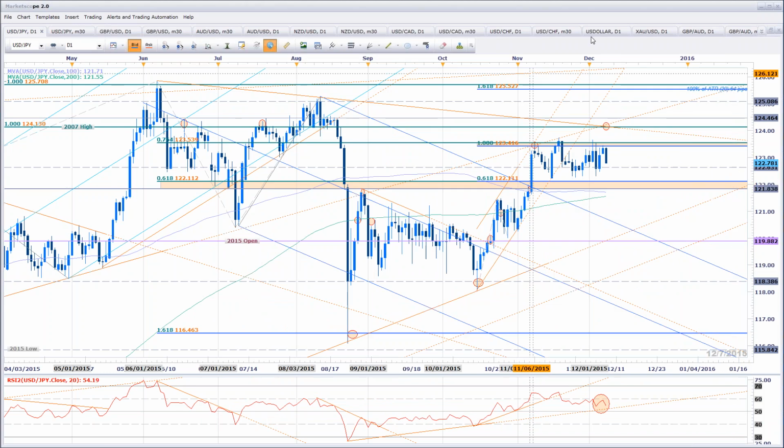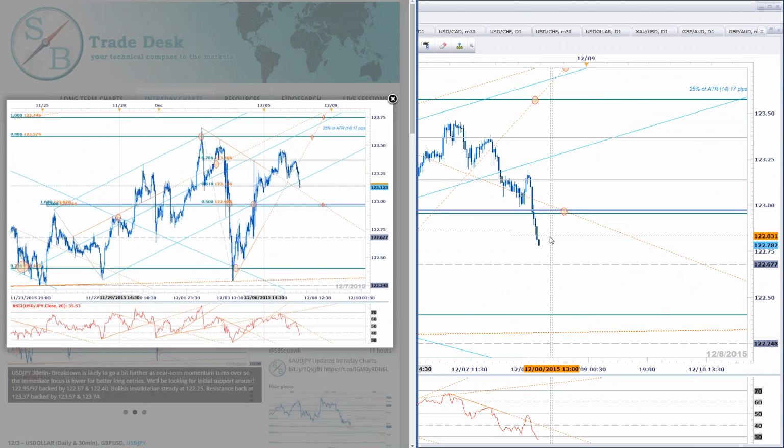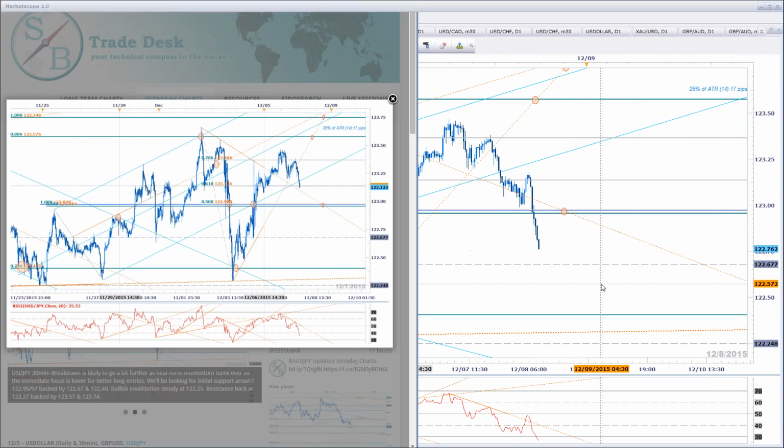I'm looking for dollar yen, 30 minute. Here's what it looks like on the 30 minute. All right. So we said the breakdown is likely to go back a little bit further. Near-term momentum was turning over yesterday. You could see that as that thing was moving and sort of capping out. We'll be looking for initial support around 122.95, backed by 122.67. So 122.67 is the next downside target here.